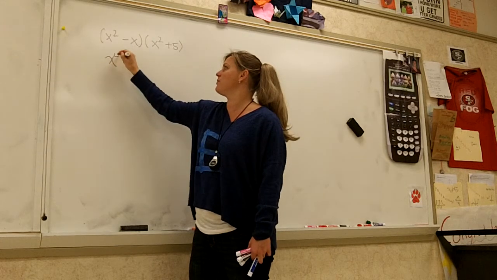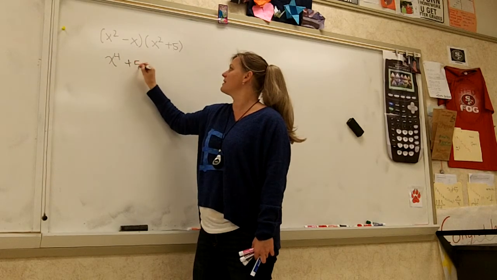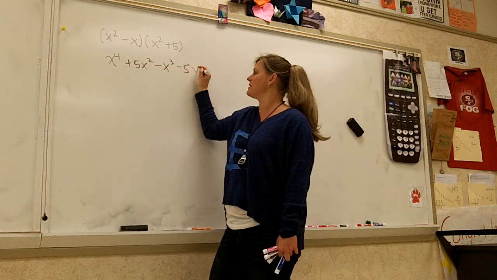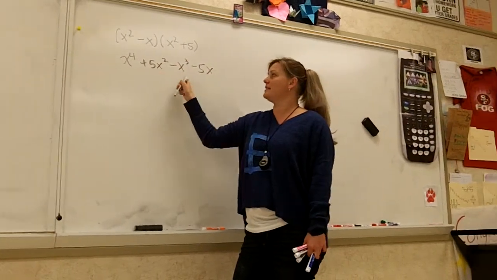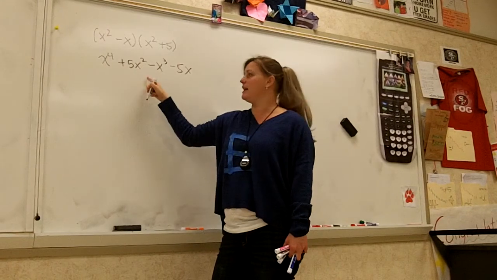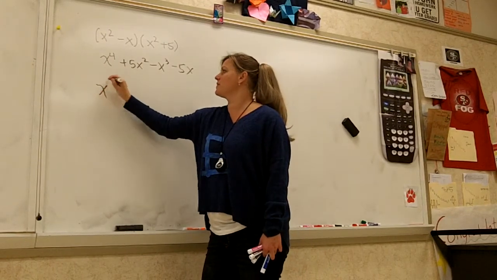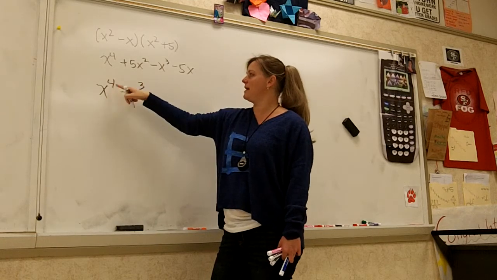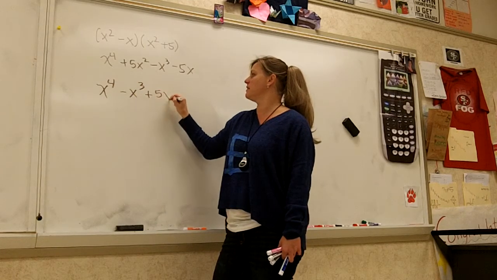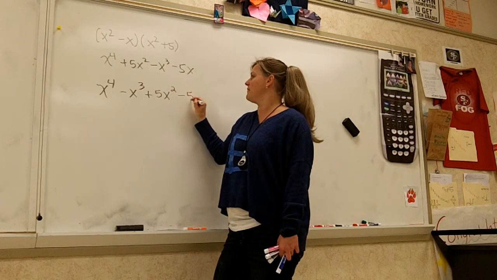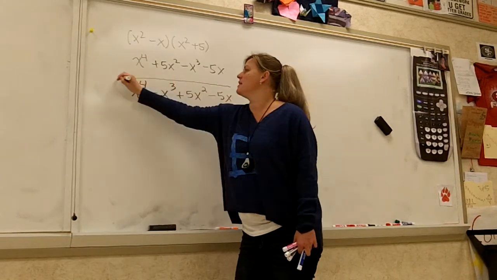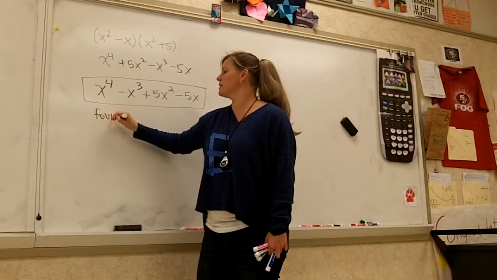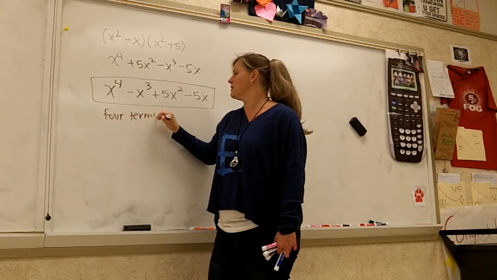But you just have to remember when you multiply x squared times x squared, you add the exponents. So that's x to the 4th plus 5x squared minus x cubed minus 5x. And in this case, these middle terms aren't going to simplify. And what we also have to do is make sure that we write this in what's called descending order, which means the powers start at the biggest and move down to the smallest. So 5x squared minus 5x. So this would be 4 terms and degree 4.